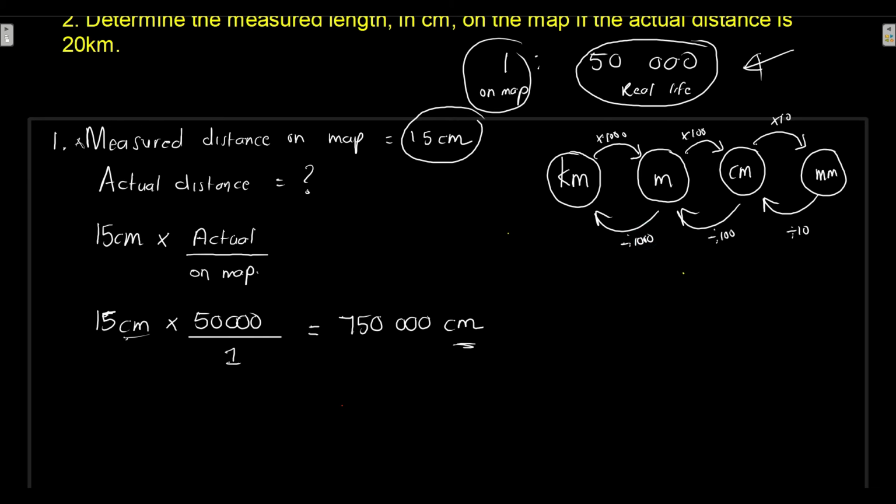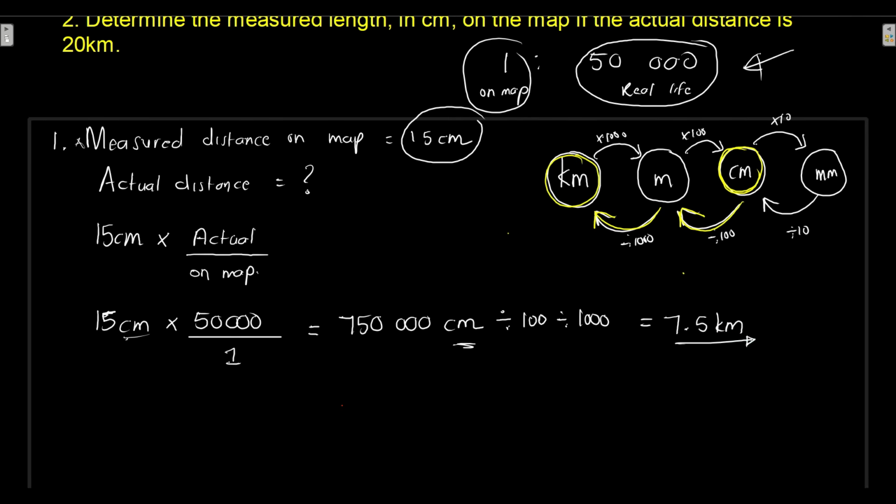We are currently at centimeters. We want to go to kilometers. So what do we need to do? We're going to take this value, divide it by 100, and divide it by 1,000. So 750,000 divided by 100 divided by 1,000. What do you get? You'll find that the actual distance is 7.5 kilometers.